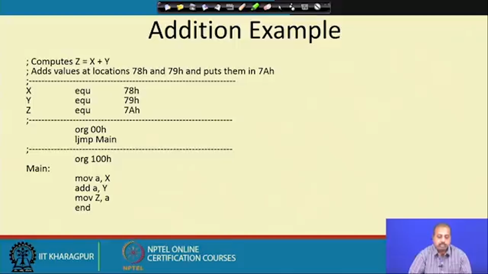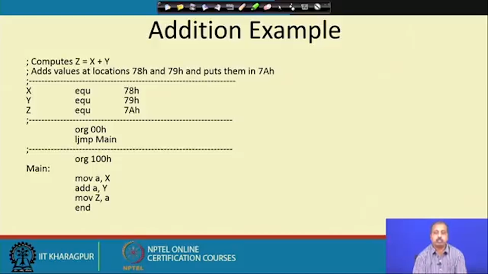Now, suppose we are writing a program that will do z equal to x plus y. It will add the contents of locations 78 hex and 79 hex and put the result into memory location 7A. So, what we do is define 3 constants x, y and z. As I said, this EQU is an assembler directive that tells the assembler that wherever I write x in my program, it should replace it with 78. That is a constant number. And ORG 00 hex means the assembly will start at location 00 hex.